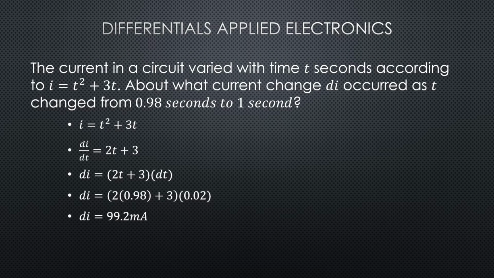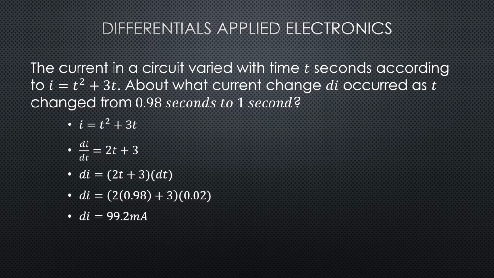All right, the current in a circuit varied with time, t seconds, according to i equals t squared plus 3t. About what current change di occurred as t changed from 0.98 seconds to 1 second? Okay, so we're given i is equal to t squared plus 3t. Now we take the derivative of that, di/dt, and we get 2t plus 3.